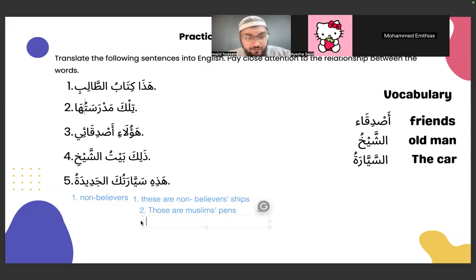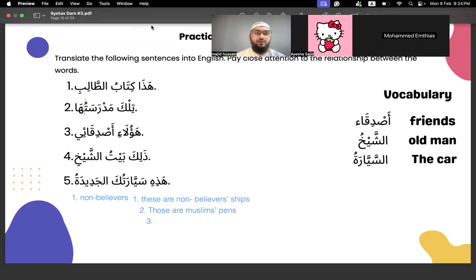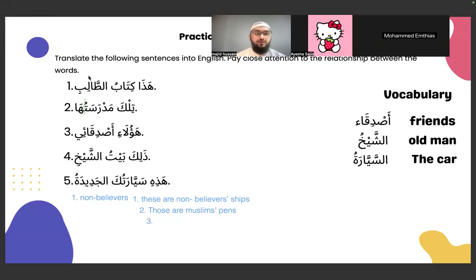Sister can do number 1. So number one we did; it was this is a student's book. No, this one, in the English one, translate to Arabic. These are non-believers' ships. هؤلاء أصدقائي. Brother has translated as all of. There's a correction, Brother Muhammad. All of these friends, no. Sister, all of these are my friends. The ya at the end denotes the pronoun in the form of jar. أصدقائي.